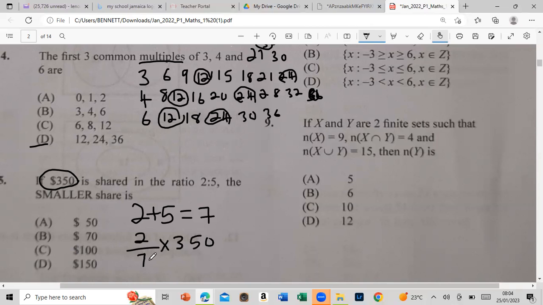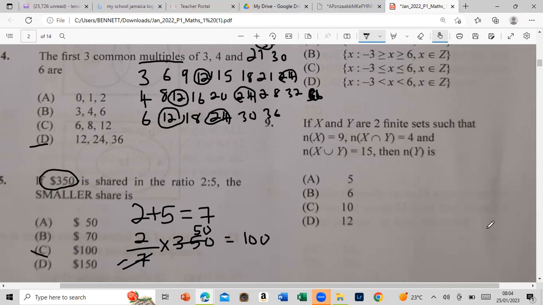Alright, so now 7 into itself, that goes 1 time. 7 into 35, that's 5, so 50. So we multiply 2 times that, which is 100. Alright, so our answer here would be A. Not A, C, which is $100.